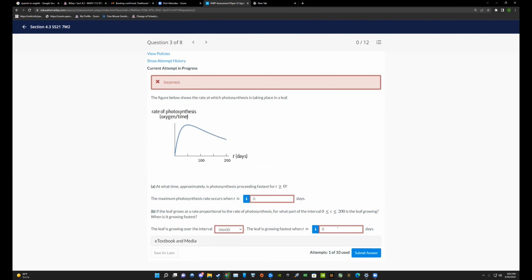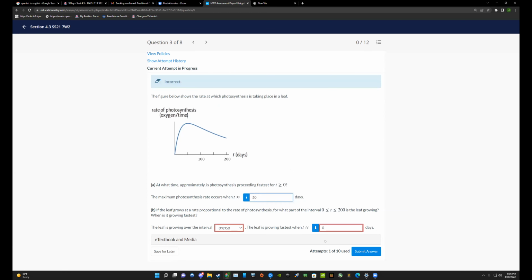Let me try that and see. All right, so didn't like any of those. Oh, you know what? I'm sorry, they're giving you the derivative. This is the graph of the derivative. Okay, so that makes more sense. So the graph you're looking at is the derivative. So it's literally asking for the maximum, which is at 50.